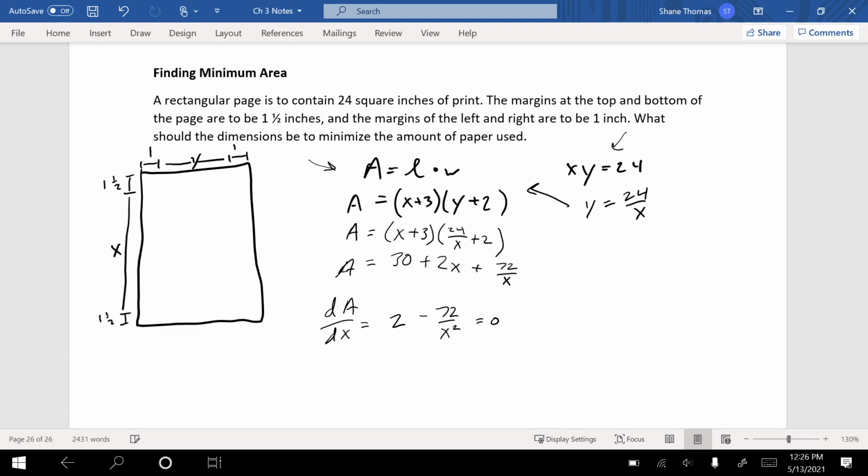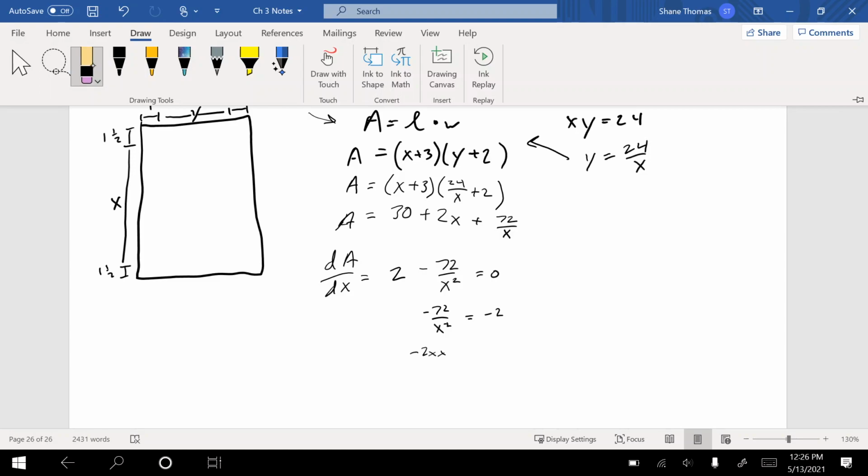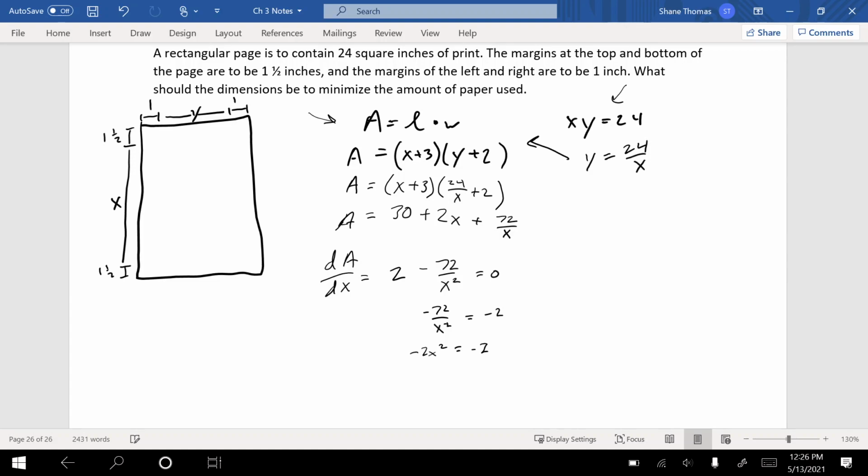0. Okay. If I could take the 2 over, so I have negative 72 over x squared equals negative 2. Multiply both sides by x squared and have negative 2x squared equals negative 72. Divide both sides by negative 2, so x squared is going to be 36. Square root both sides, x is going to be plus or minus 6. And no, not every answer is going to be 6 for x.